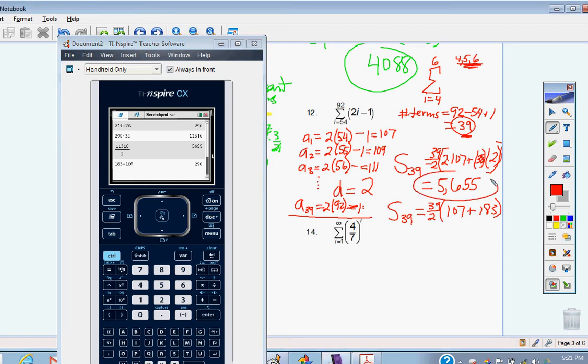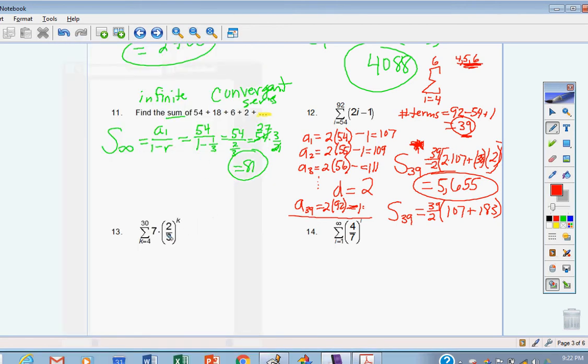So whichever formula you use, I would think that most of you are going to use this one. It's a little more tedious, but more straightforward. You don't have to find that 39th term. Okay, all right, so with that said, there are obviously 2 more here.